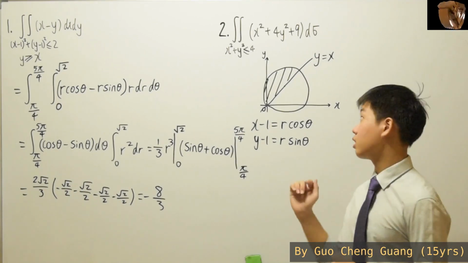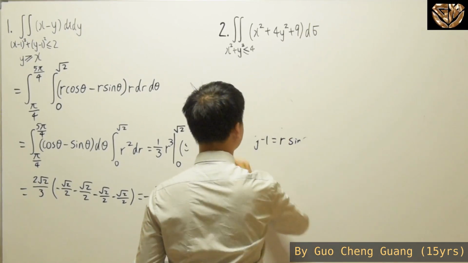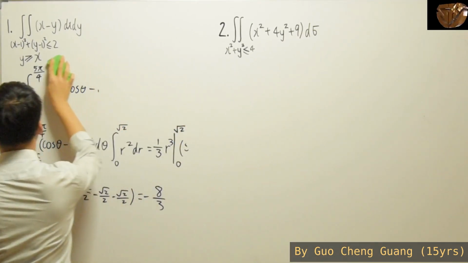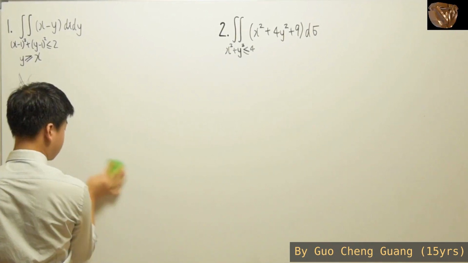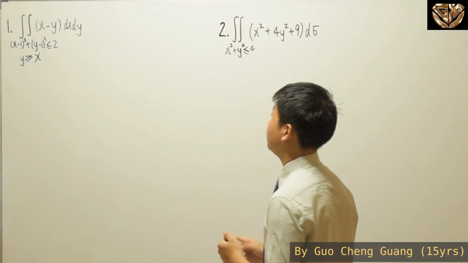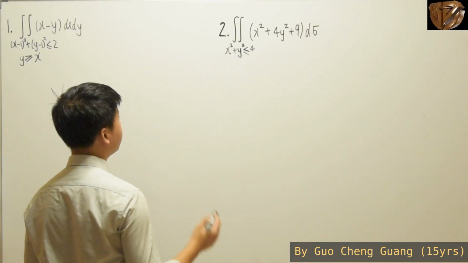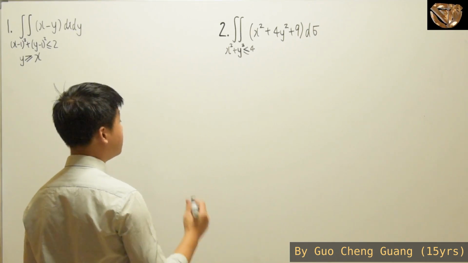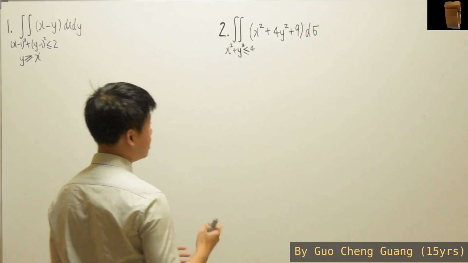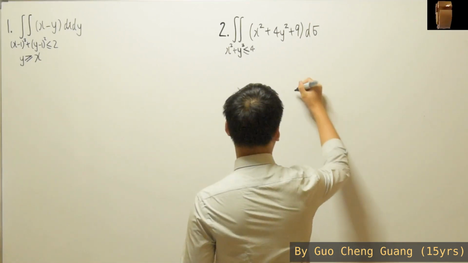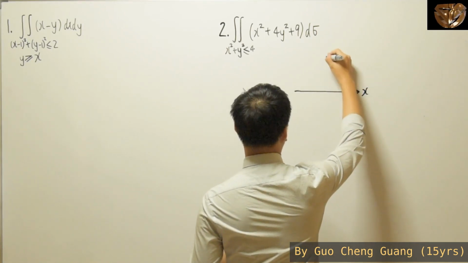Next, we'll be moving on to the second question. So, in the second question, you have a double integration over x squared plus y squared smaller or equals to 4, of x squared plus 4y squared plus 9 d sigma. So, the second question, the boundary looks a lot easier, but within the integrand it seems a lot more difficult. How about we take a look at what kind of region we are dealing with.